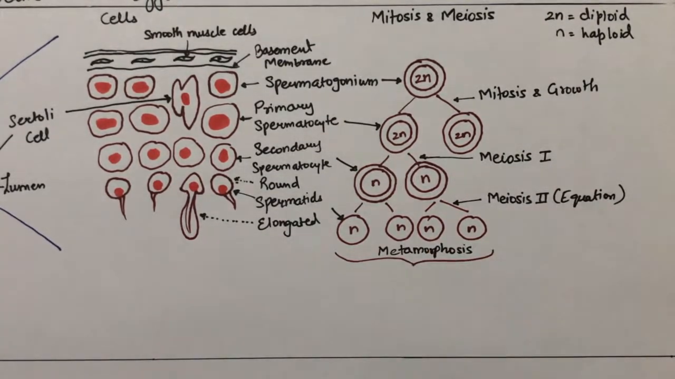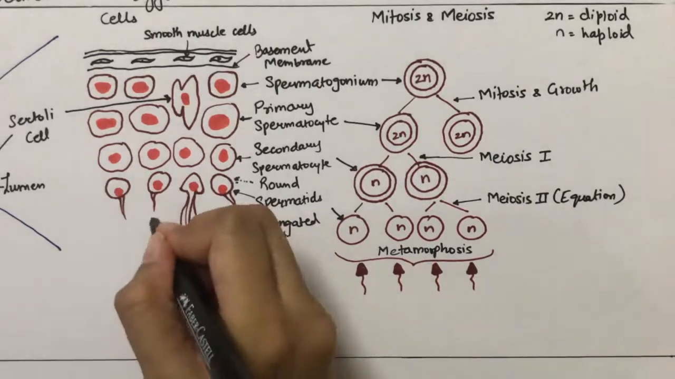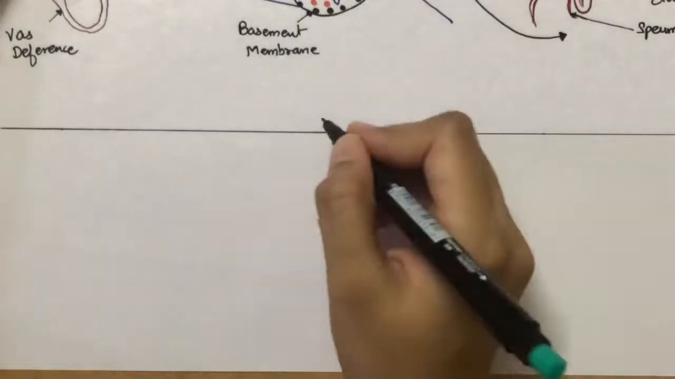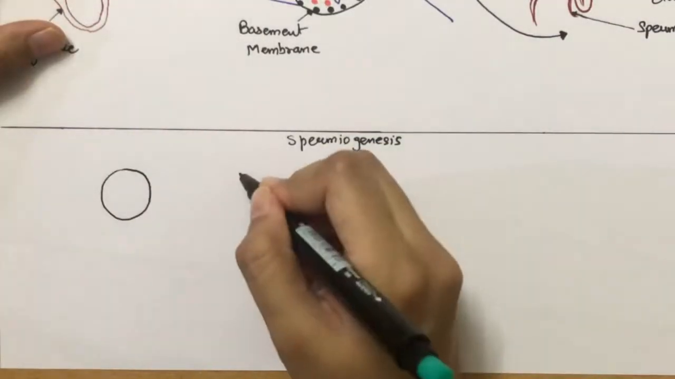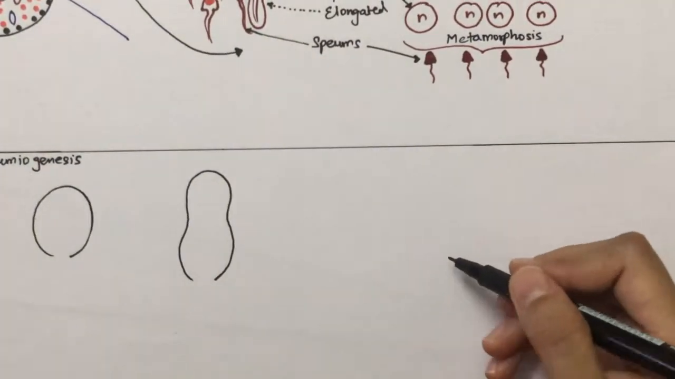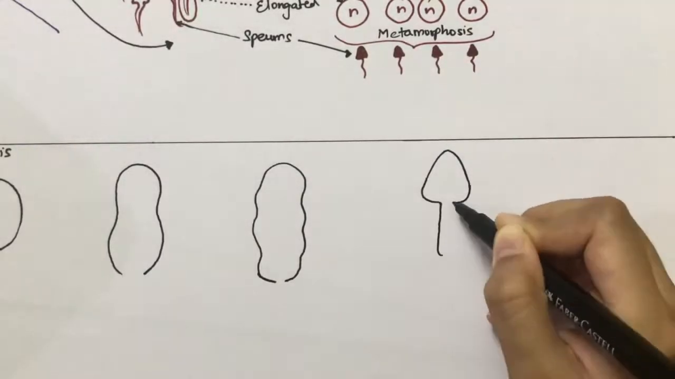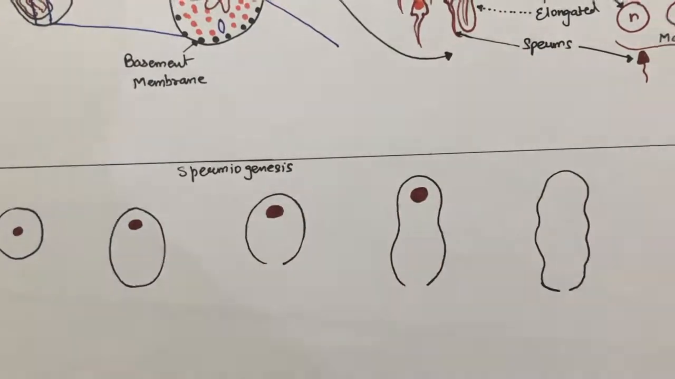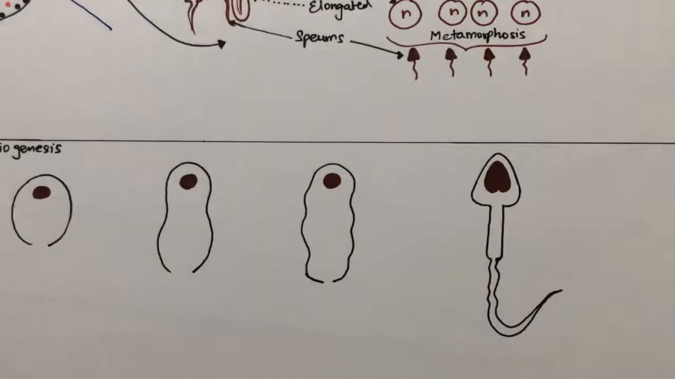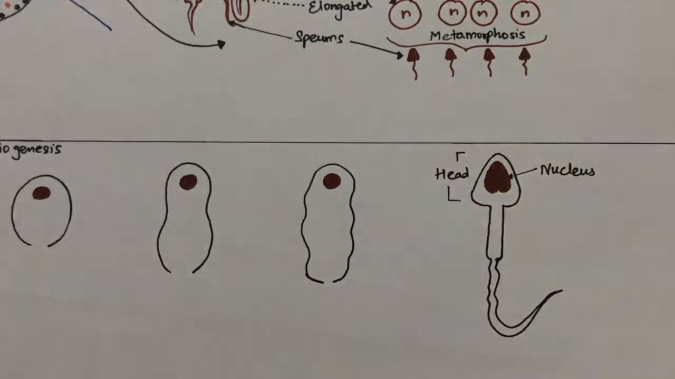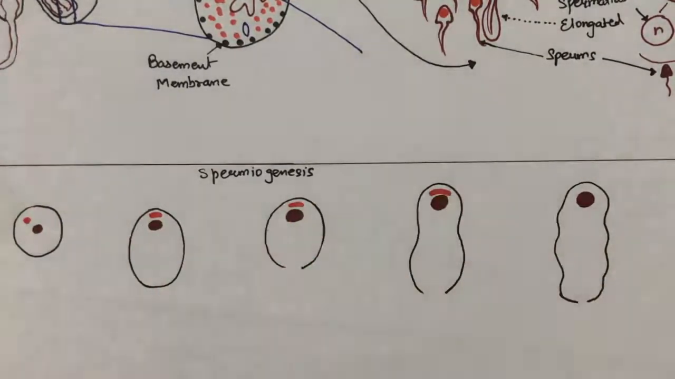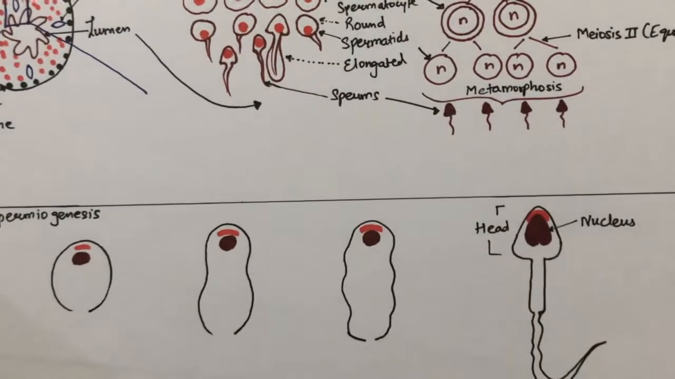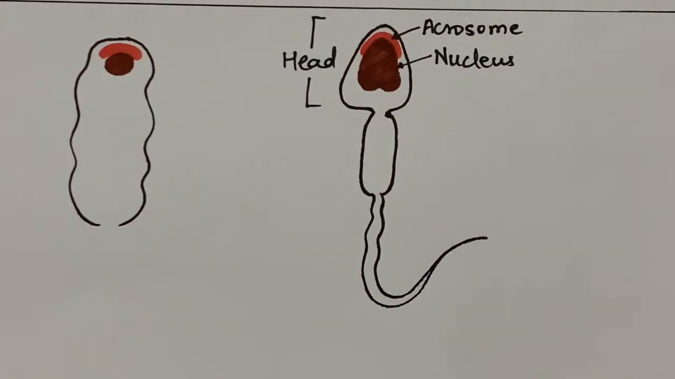The spermatids then undergo metamorphosis to become functional sperm cells or spermatozoa. This process is called spermiogenesis. Now let's look into the various processes in spermiogenesis. The first thing that will happen is that the nucleus in the spermatid condenses and moves towards one pole to form the head. The Golgi apparatus that you see in the spermatid transforms into the acrosome. And the acrosomal cap covers 2/3 of the nucleus.